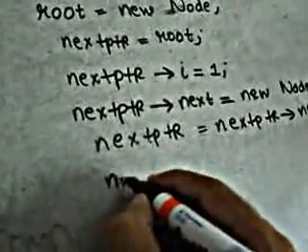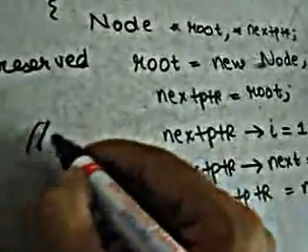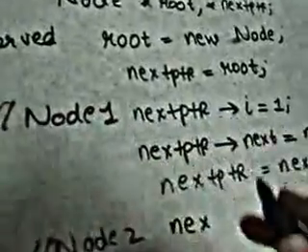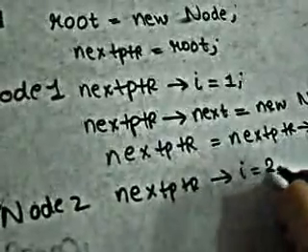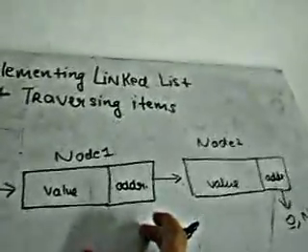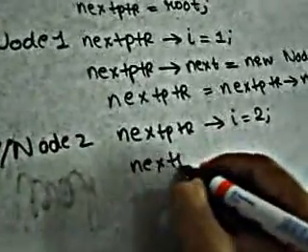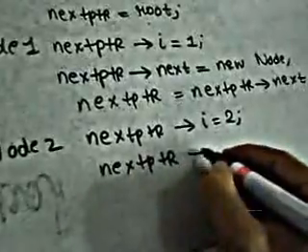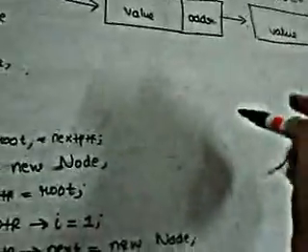Okay, now second node, node 2. This was node 1. Next ptr i equal to 2, and now I just want to have only two nodes, node 1 and node 2, and terminate the linked list. So I have to do next ptr next equal to 0. In this way I have created two nodes with values 1 and 2, and in one part the address which points to the other node. Now I have to traverse it.